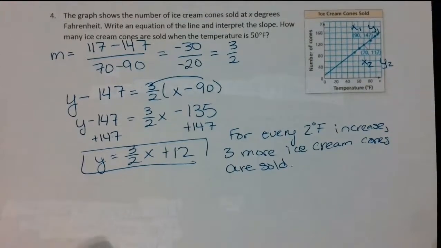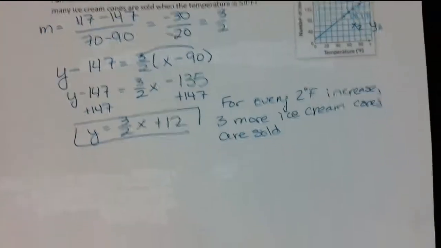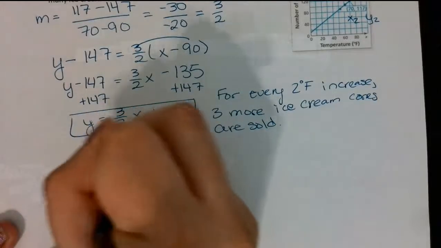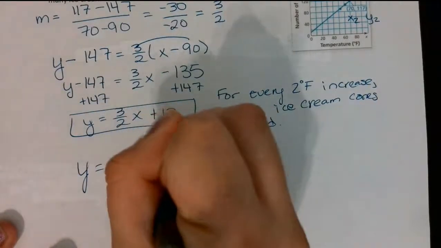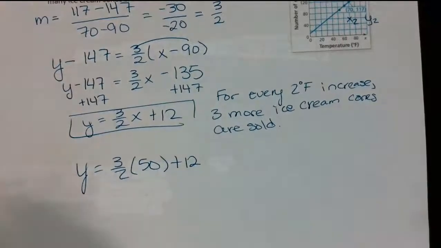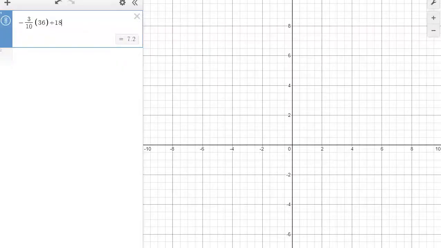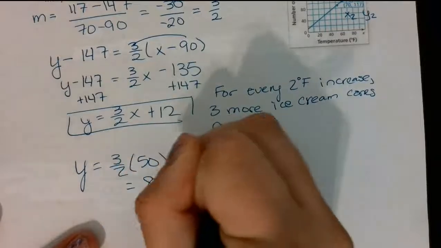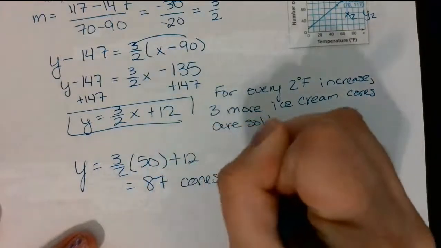Okay. It wants me to figure out how many ice cream cones are sold when the temperature is 50. So I'm going to go ahead and plug that in. I have y equals 3/2 times 50 plus 12. I'm going to go ahead and go back to Desmos to solve that. Let's clear this one out. So this one is 3/2 times 50 plus 12, which gives me 87. So 87 cones are sold.